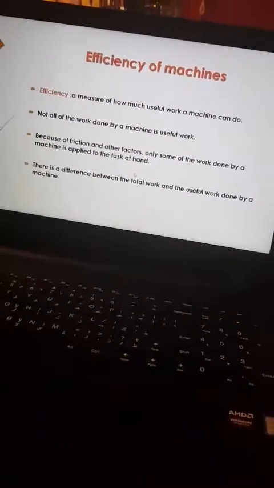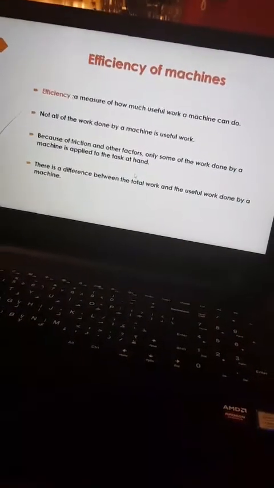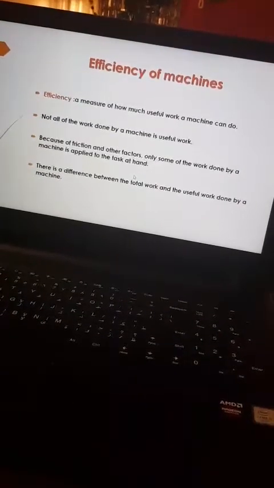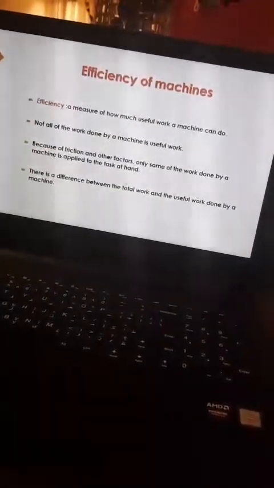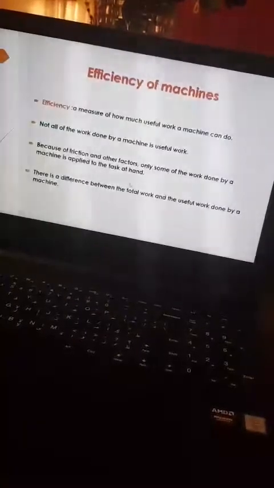Okay, now let's talk about the second part of the lesson. It is efficiency of machines. Now let's see what it means.